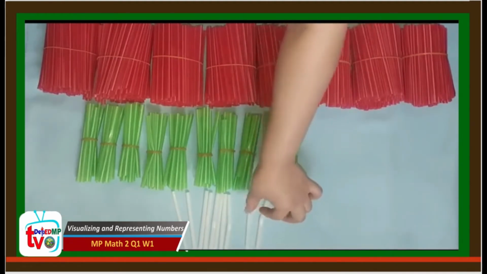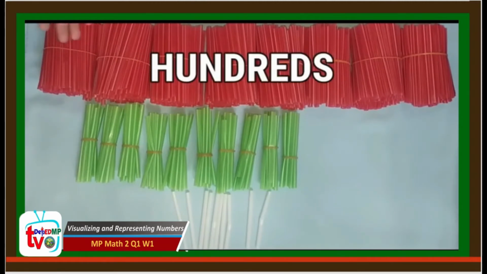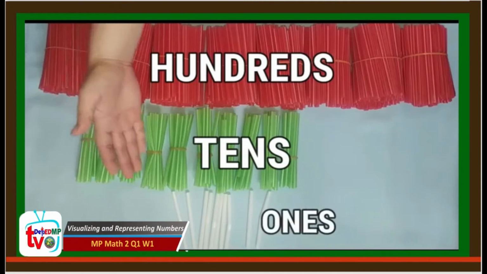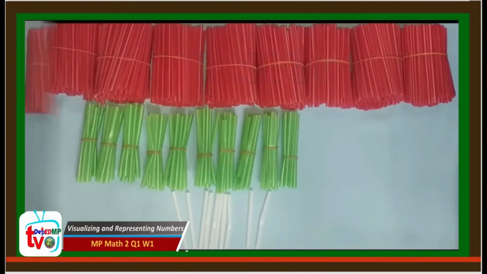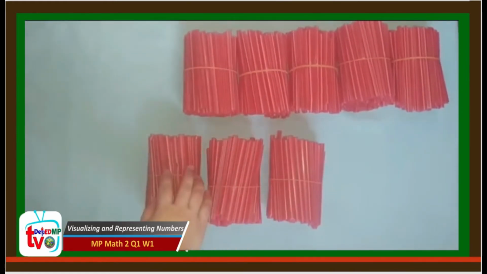Again, Mario, what is represented by the red straw? 100, ma'am. Okay, very good. It is hundreds, and the green one is? Tens, ma'am. Okay, very good. How about the white? Ones. Right. Very good, Mario.